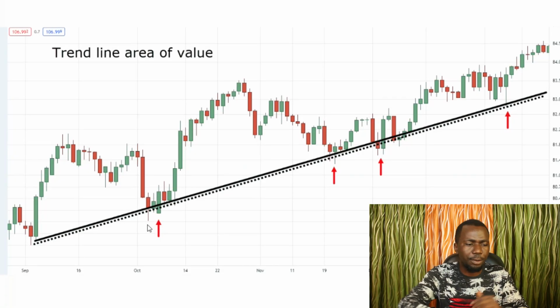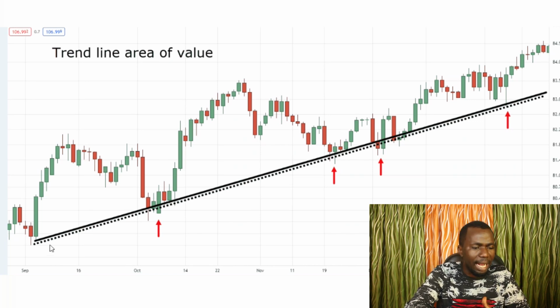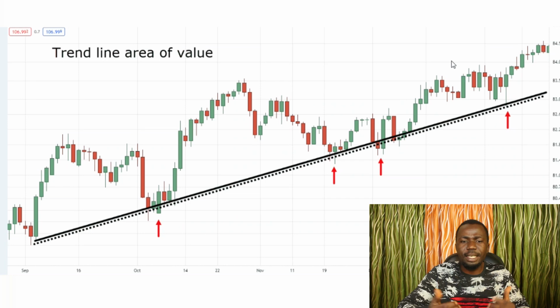So if you watch clearly, you see that the price is in an uptrend. That is why we are using the trend line as an area of value. So the trend line here is acting as a support level. That is why whenever price gets to the trend line, it gets rejected. That is the bounce we are talking about. So whenever price gets to the trend line, it gets rejected until the price breaks below the trend line. That is when a new trend begins.